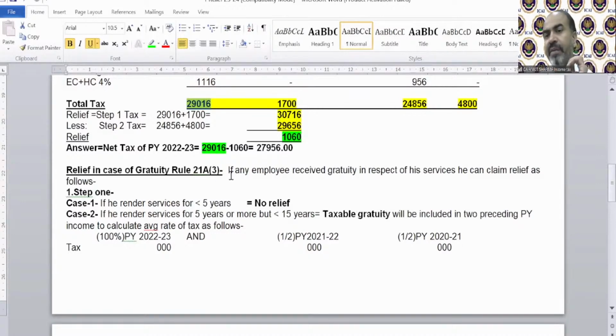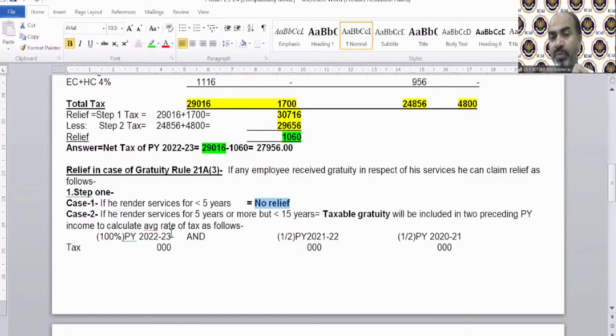If any employee receives gratuity in respect of his service, he can claim relief as follows. Step 1, if he renders services for less than 5 years, there will be no relief provision. If you receive gratuity after less than 5 years of services, then there will technically be no relief. And case number 2, if he renders services for 5 years or more, but less than 15 years, then taxable gratuity will be included in the 2 preceding previous years' income to calculate the average rate of tax as follows.